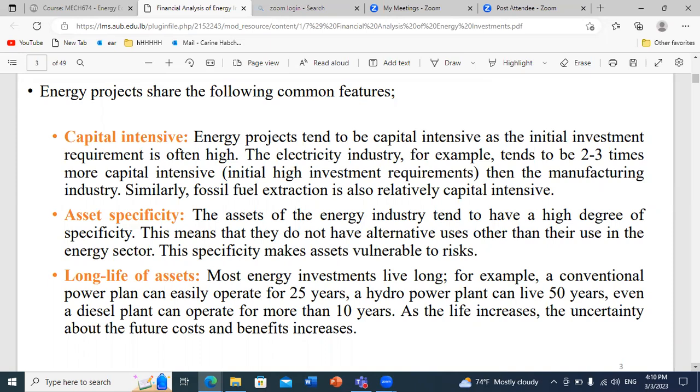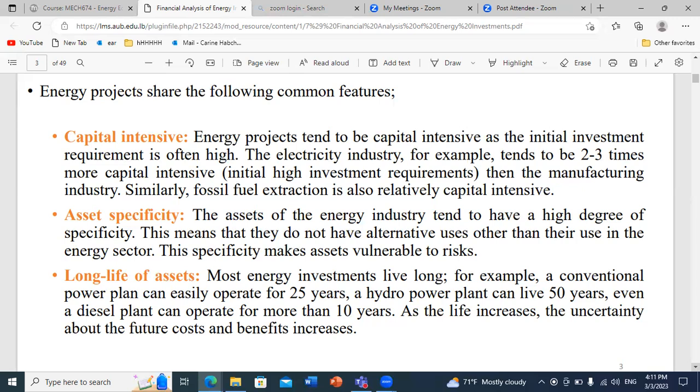This is why we should make sure that the project is economically viable. We take into account risk factors. So in case we have any problem, how to overcome it, etc., because we cannot use it in another way. So of course, the specificity will make the assets exposed to risks, and these risks should be taken into account whenever we do the economical analysis.